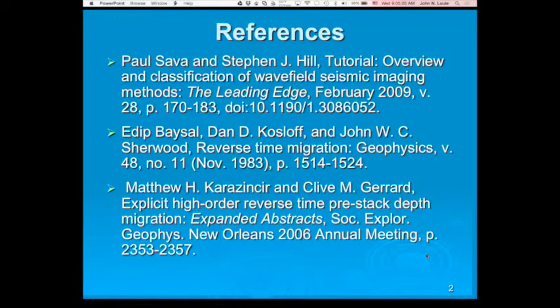And then you also pointed out this very interesting expanded abstract from the New Orleans meeting. So that gives a little bit of a modern update on some of the uses. And so after today, you can tell me what you want to see a little bit more of.